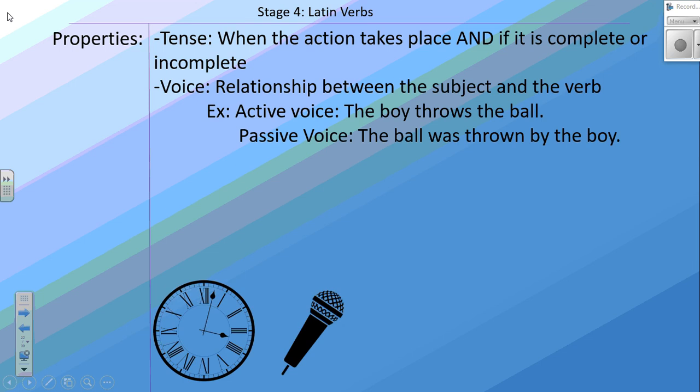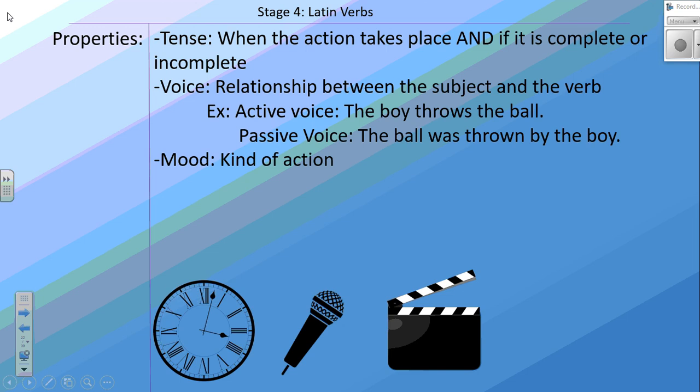It's not something you really need to worry about yet. We're not going to learn passive voice. You're not going to learn passive voice until you're in high school, in fact. But it's something to be aware of, and that's what voice is telling you, the relationship between the subject and the verb. Then we have mood. Mood tells you the kind of action that's taking place. So is it a straightforward action? Is it a command? Is it something that may or may not happen? So that's sort of the question, right? These are our moods.